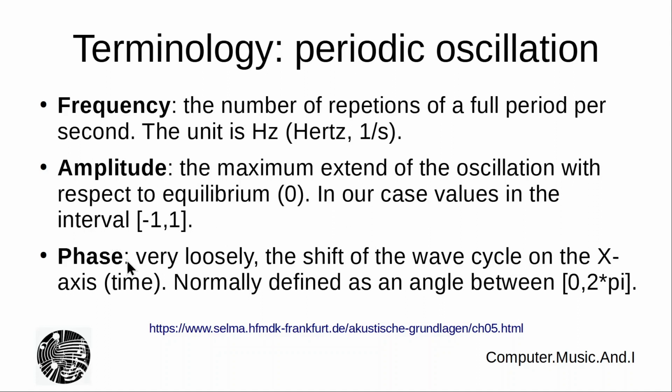And the final important concept is the phase, which is very loosely the shift of the wave cycle on the x-axis, so on the time. So we're shifting it to the left or to the right, and this is normally defined as the angle between 0 and 2 pi. Now, what exactly does this mean?